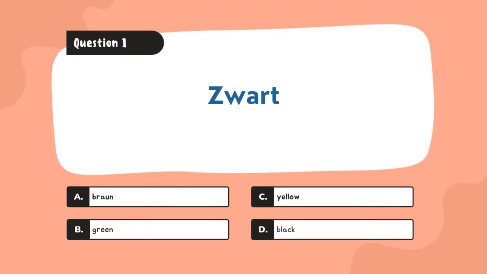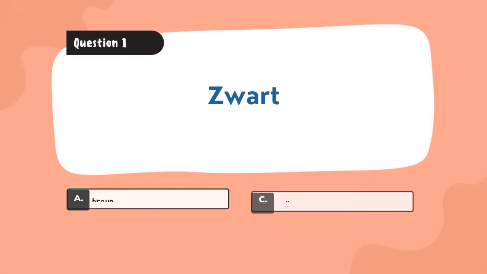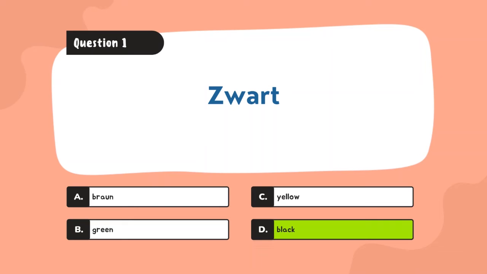We saw an important color and that was zwart. Do you remember what that means? Is zwart A, brown? B, green? C, yellow? Or D, black? Make your choice. I made an extra remark about it, that it was quite different from the English one. And here we go, 3, 2, 1. The color is of course black. Zwart is the Dutch word for black.